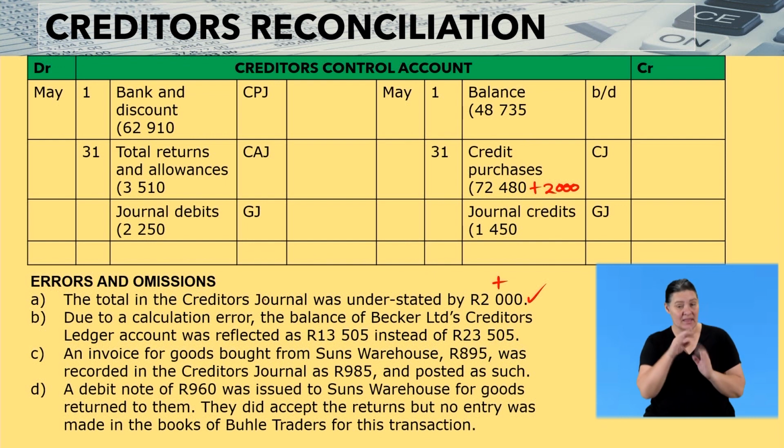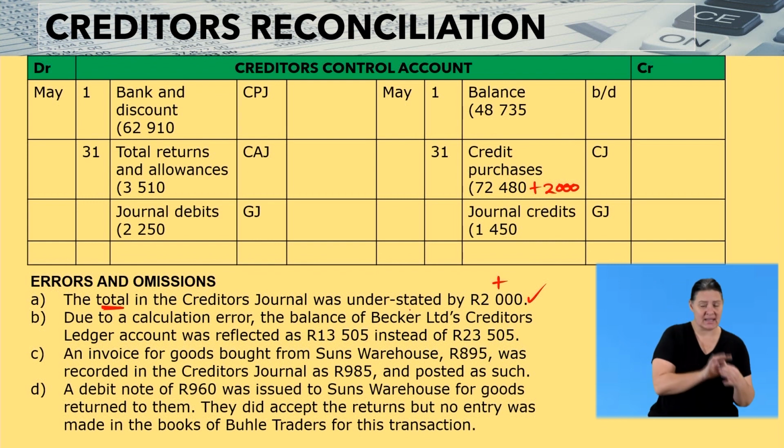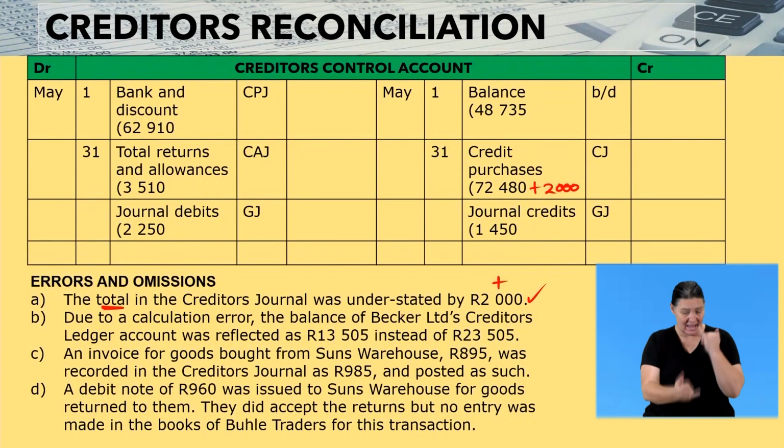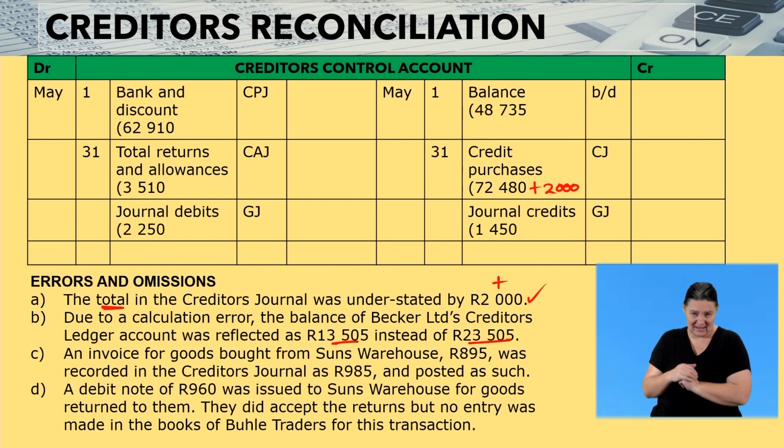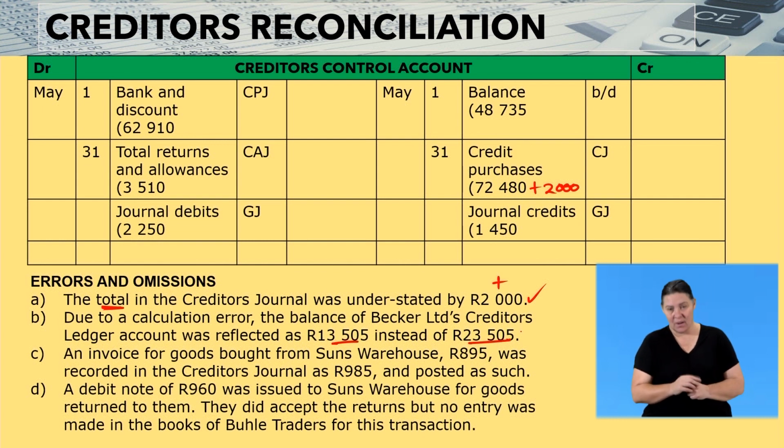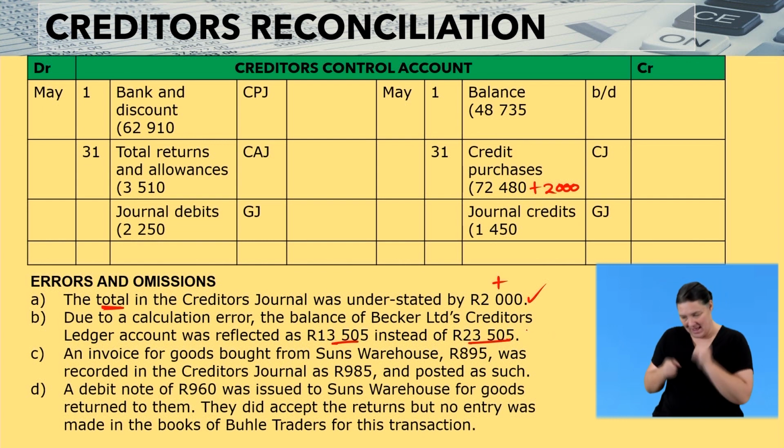Will this be corrected in the list? No, because it is the total that was understated. It is not relating with any individual creditor. B, due to a calculation error, the balance of Becker's Limited creditors ledger account was reflected as 13,505 instead of 23,505. So you see here, it has to do with an individual creditor and not any particular total. So this will not be corrected in the creditors control, but we will take it to the creditors list.